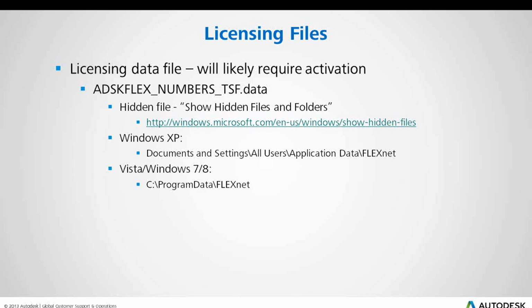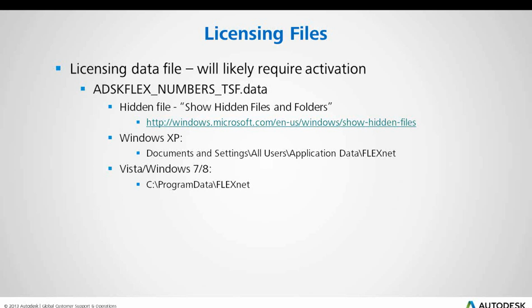But then in Windows 7, 8, you have to make sure you can see the hidden files or folders, or just type in the specific path to it. So C:\ProgramData\FlexNet. Anything under that FlexNet folder that starts with ADSK Flex, you want to delete that. That's the licensing stuff for Autodesk software.